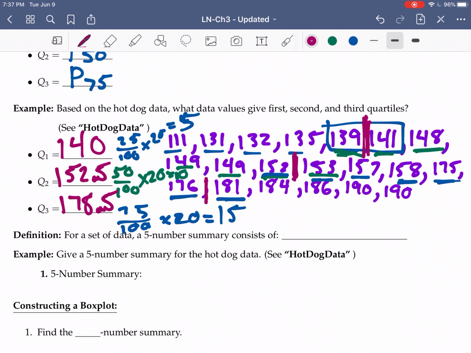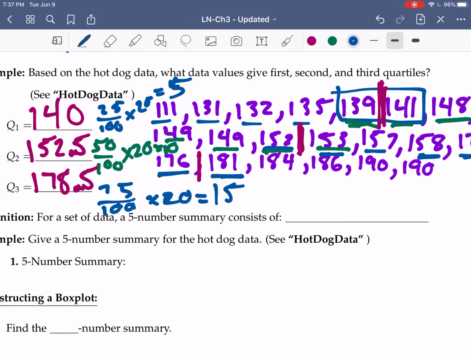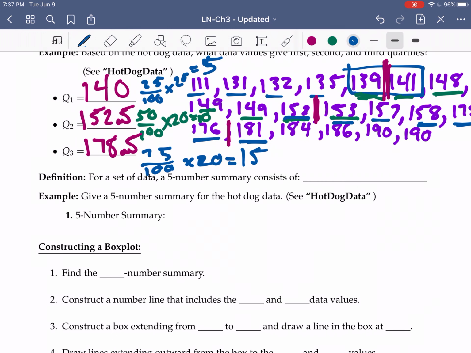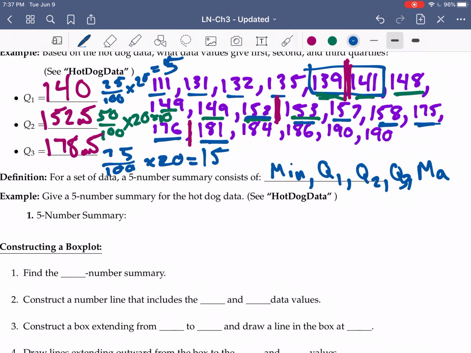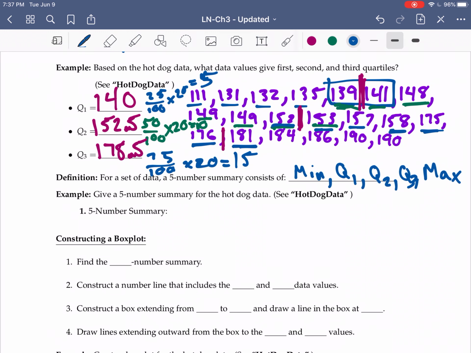The quartiles, those are part of a 5-number summary. A 5-number summary, as you might imagine, consists of 5 numbers. The first number is the minimum value. Then we have each of the quartiles written in order, from smallest to largest. And then we have our maximum data value that shows up in this data set.